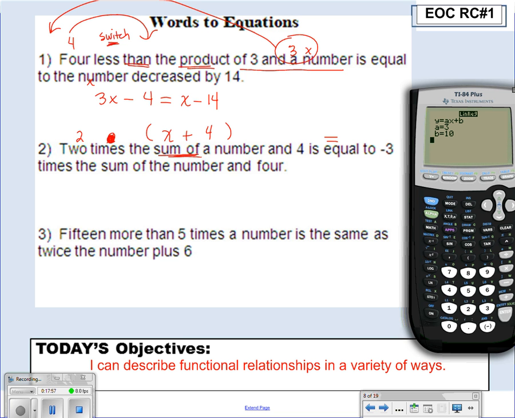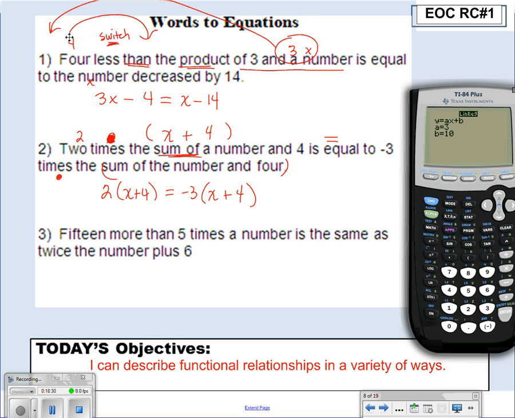So is equal, that means we go to the other side, so we can write that. 2 times x plus 4 is equal to, now we have negative 3 times, so negative 3 times means multiply. The sum of, again, parentheses and a plus sign, a number and 4. So we have 2 times the sum of x plus 4. Sum of tells you put in parentheses. And then negative 3 times the sum of x plus 4.